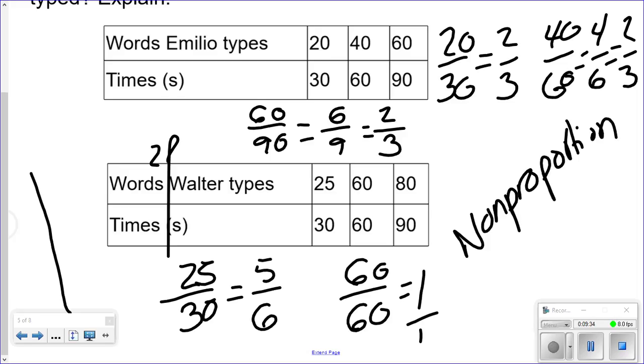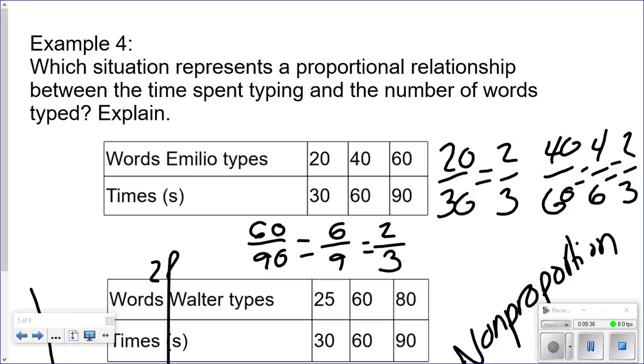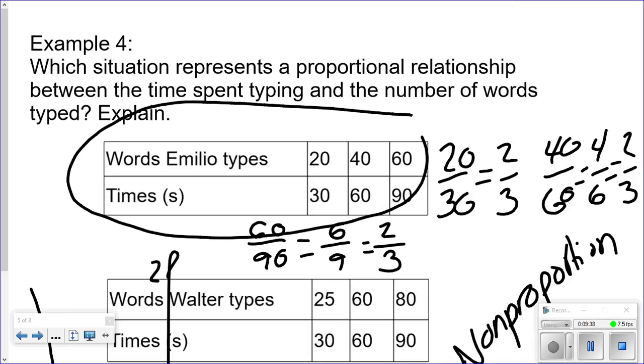So the person with the proportional relationship would be Emilio, and the reason why is because all of his rates simplify to 2/3.